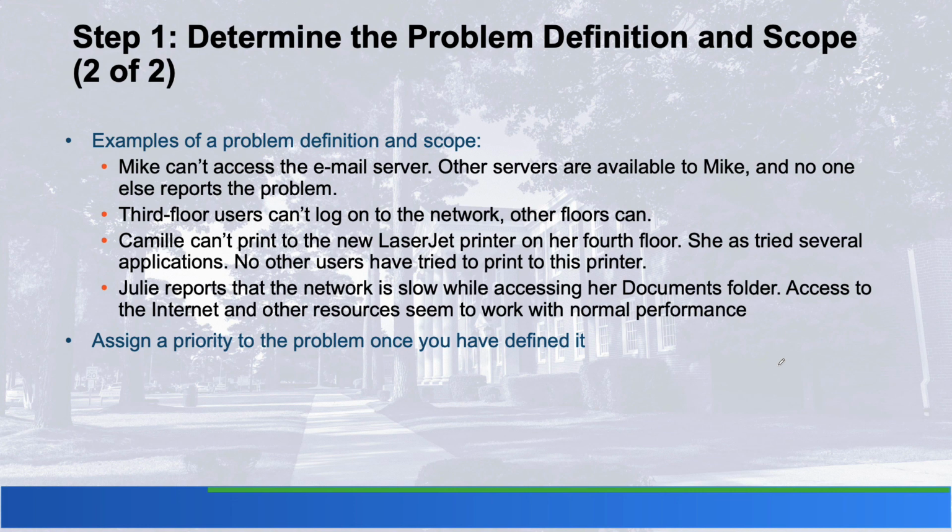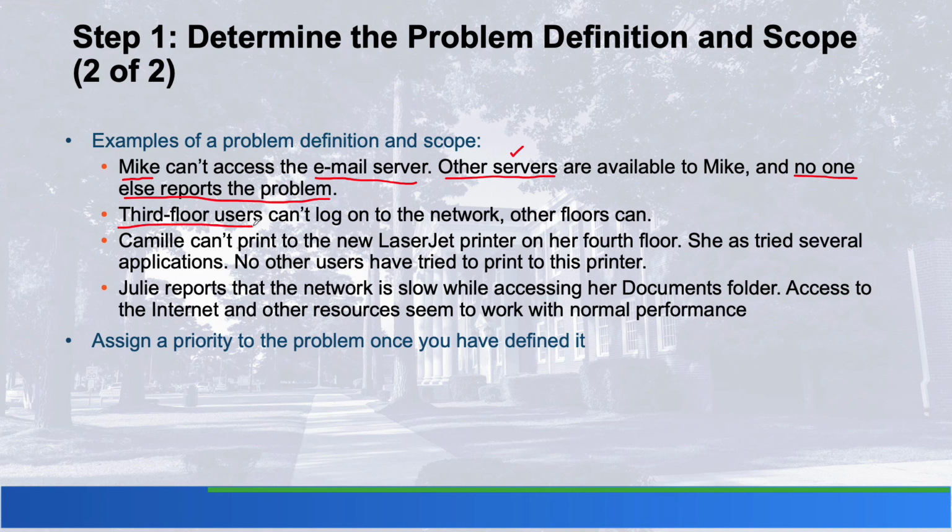All right, so here's some examples. So think about these. Mike can't access the email server. Okay, so Mike, email server. Other servers are available to Mike. So other servers are working. They're okay. And no one else reports the problem. So where do you think the scope of the problem might be? When you scope the problem, it's probably Mike's account and it's just on this email server. Since Mike can log into other servers with no problem, and no one else is having the problem, it's probably that one account on that one server.